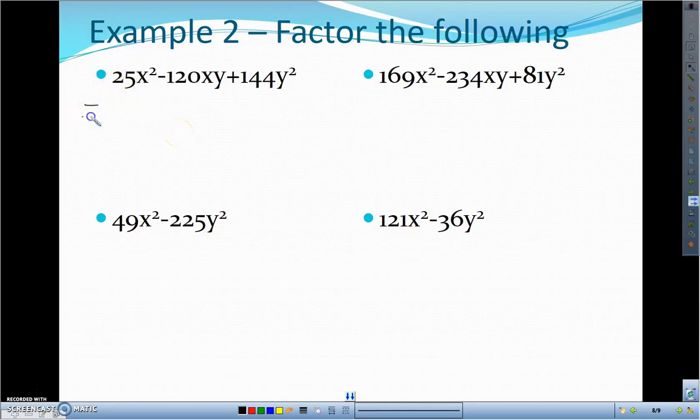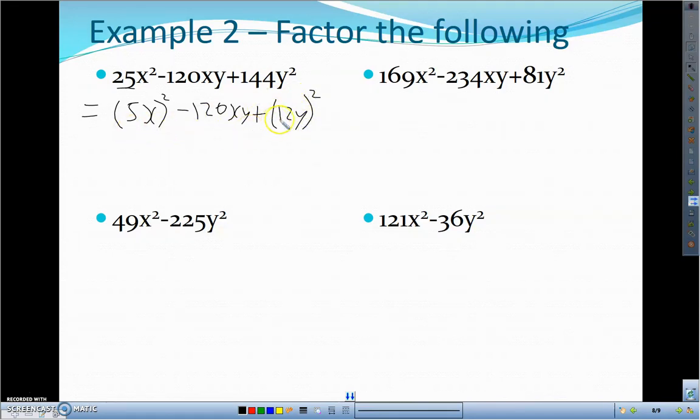So what I would start with first is, I know that 25 is a perfect square. That's 5x squared minus 120xy. And 144 is the same as 12 squared, so plus 12y, put the bracket squared.